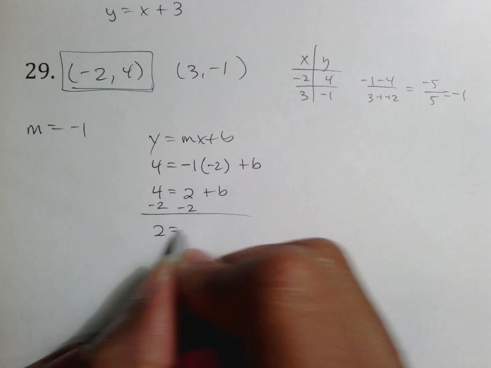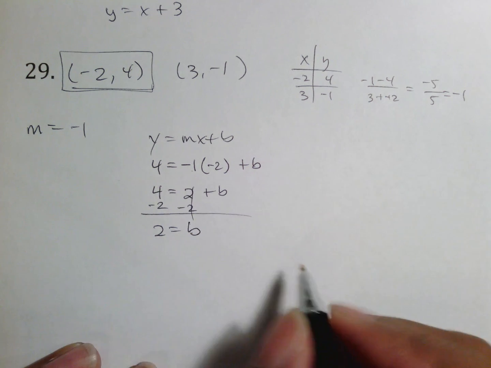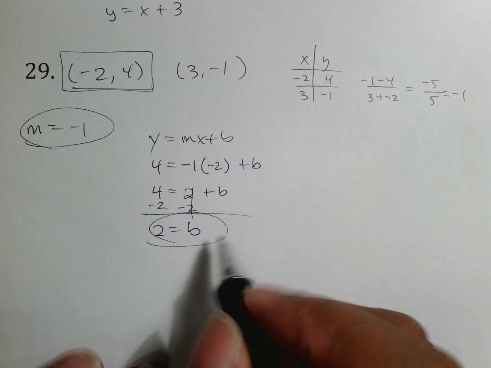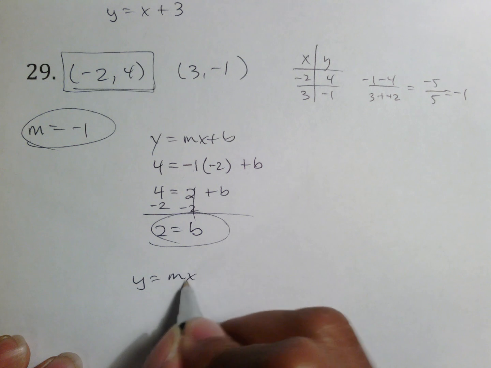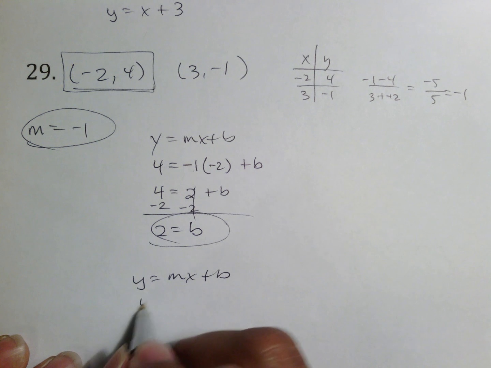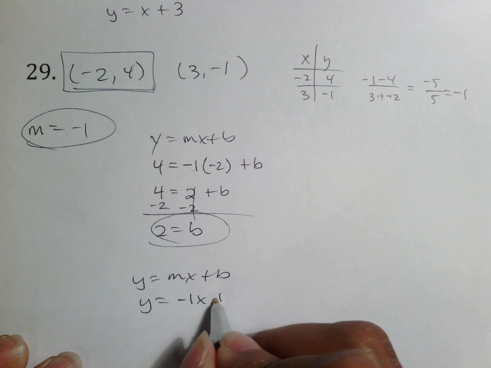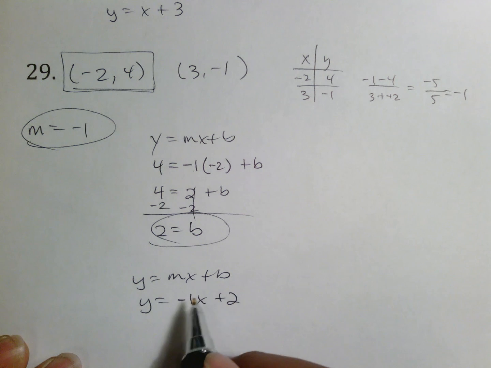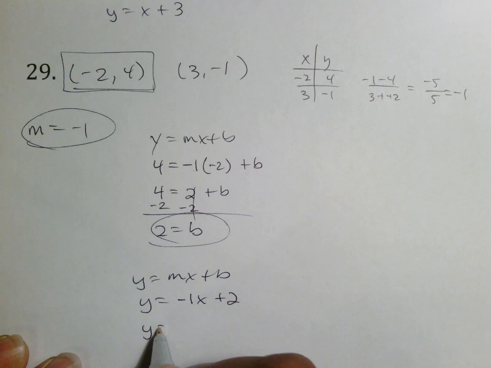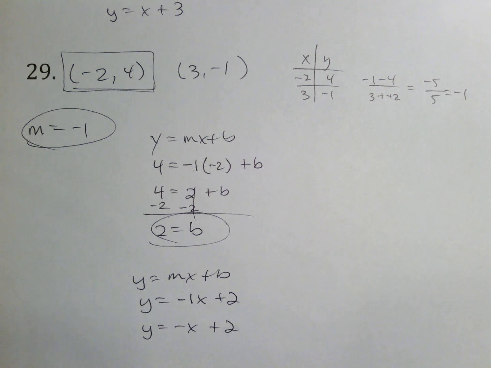4 minus 2 makes 2. That goes away. Here is your m. Here is your b. And then we directly substitute these things in there. So negative 1x plus 2. Keeping in mind, remember, we don't need the 1, so it's y equals negative x plus 2.